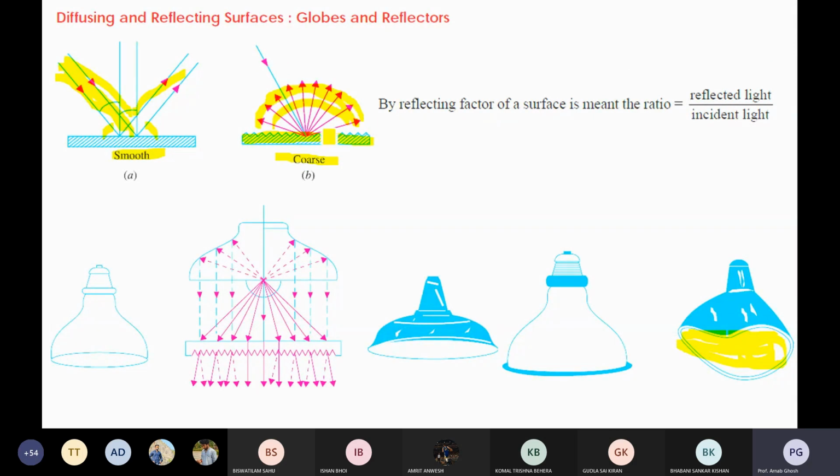Then by the reflecting factor, it is the reflected light divided by the incident light. And what are the different types of lights? You know that a reflector will also be there, and here the surface portion is the reflector. So first you can see the first type of light, which in most cases is used in industry.